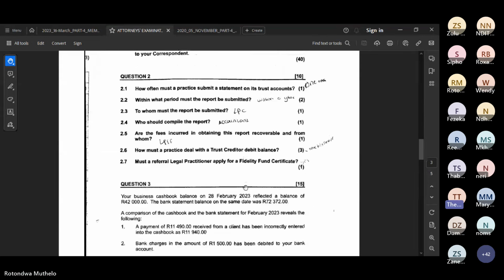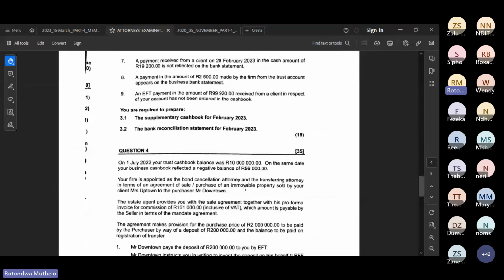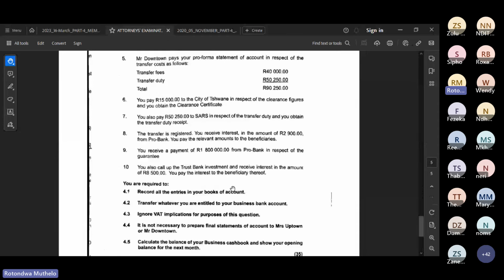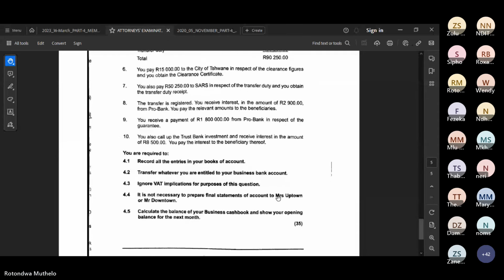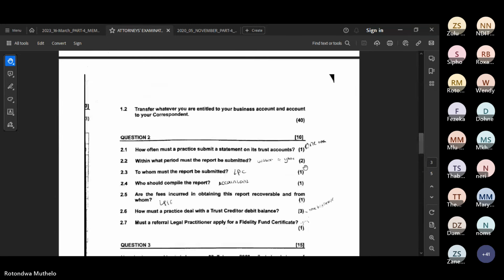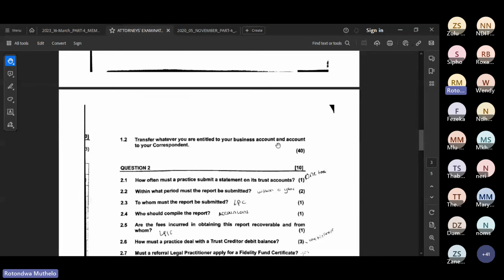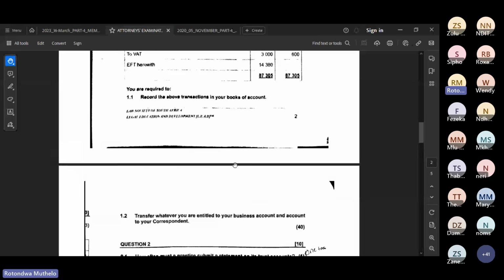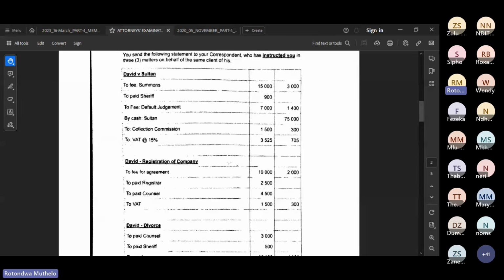To draft a statement. Where was this question? It was question 1, 1.2: transfer whatever you're entitled to your business account and account to your client. That is exactly what I was saying. It's that EFT here with the correspondent. You're basically taking the money back to the client. That is what to account to the client is.